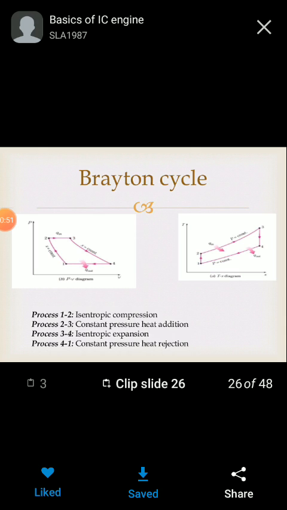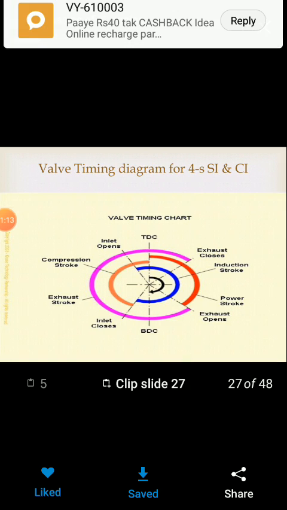Brayton cycle. Show the schematic diagram for the Brayton cycle. In this cycle, process 1 to 2 is an isentropic compression, process 2 to 3 is a constant pressure heat addition process, process 3 to 4 is an isentropic expansion, and process 4 to 1 is a constant pressure heat rejection process.